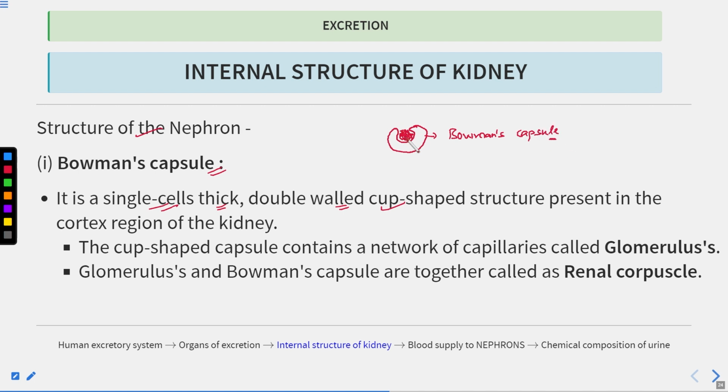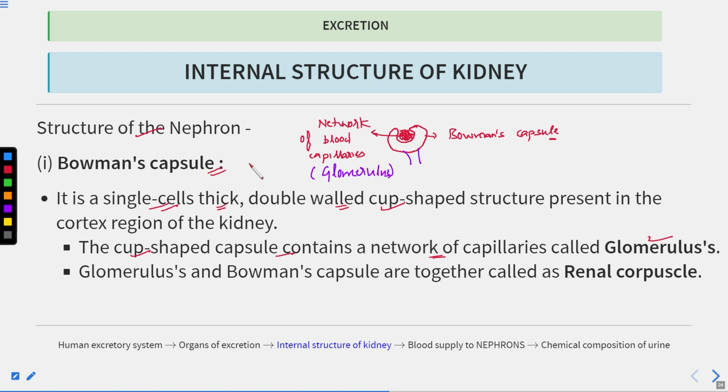Inside, you have a network of blood capillaries, which is known as what? Glomerulus. So the cup-shaped capsule contains a network of capillaries known as the glomerulus. So this is clear. Then we have a structure here known as the proximal convoluted tubule. We'll discuss this also.